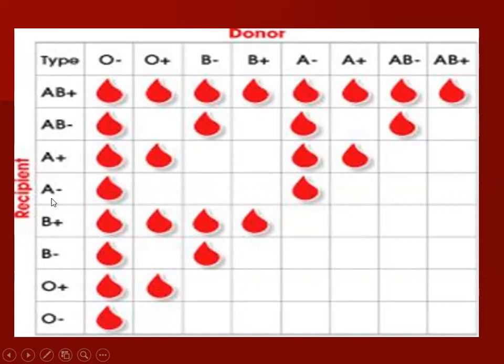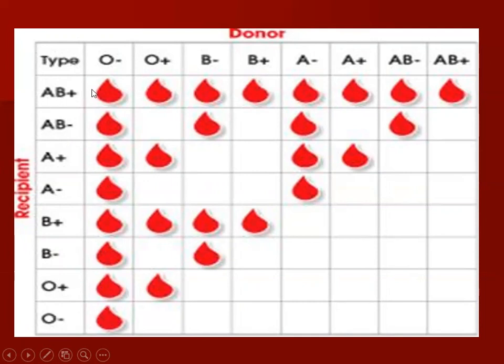But A negative, on the other hand, because it's negative, can only receive negative products, so only O negative and A negative. B positive, because it's positive, can receive O negative, O positive, B negative, and B positive. But B negative, because it's negative, can only receive O negative and B negative. Now, O positive can receive positive and negatives, but it can only receive O. And O negative, because it's negative, can only receive O negative.